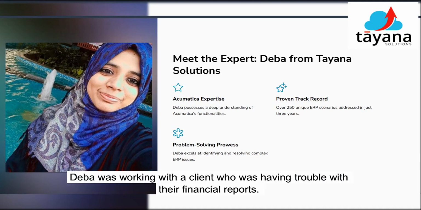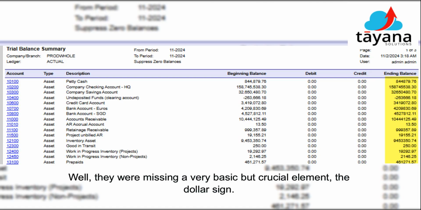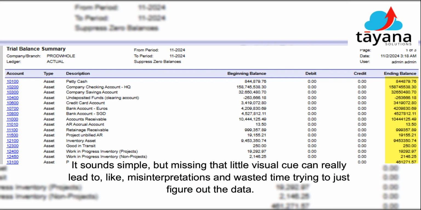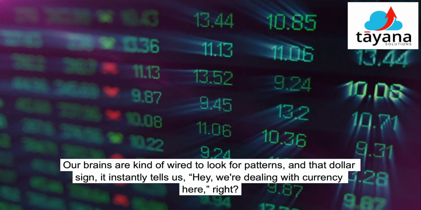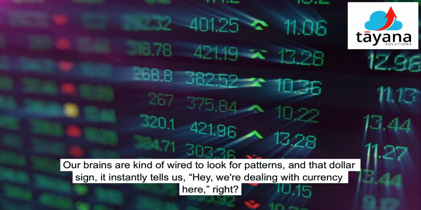Deba was working with a client who was having trouble with their financial reports. And the problem, well, they were missing a very basic but crucial element, the $ sign. It sounds simple, but missing that little visual cue can really lead to misinterpretations and wasted time trying to just figure out the data. Exactly. Our brains are kind of wired to look for patterns. And that $ sign, it instantly tells us, hey, we're dealing with currency here.